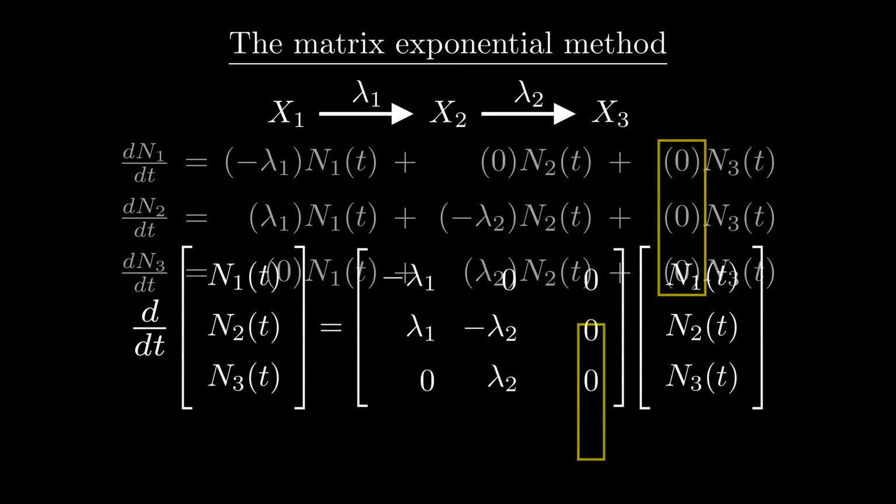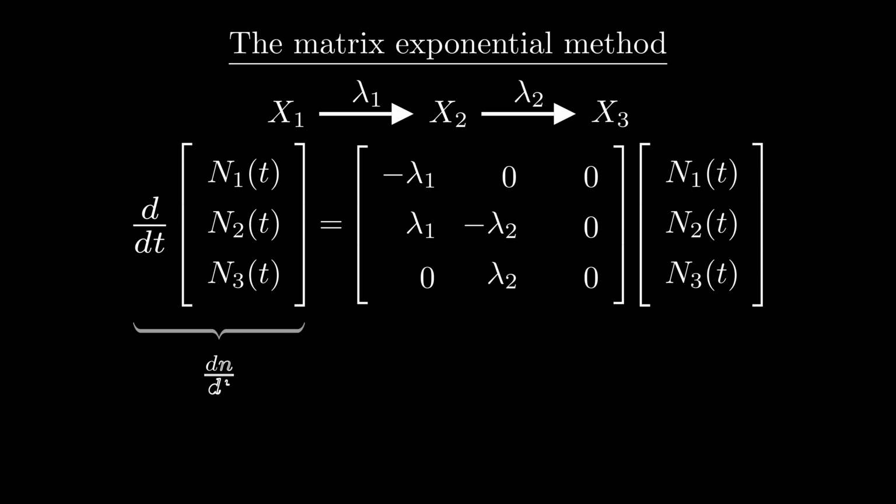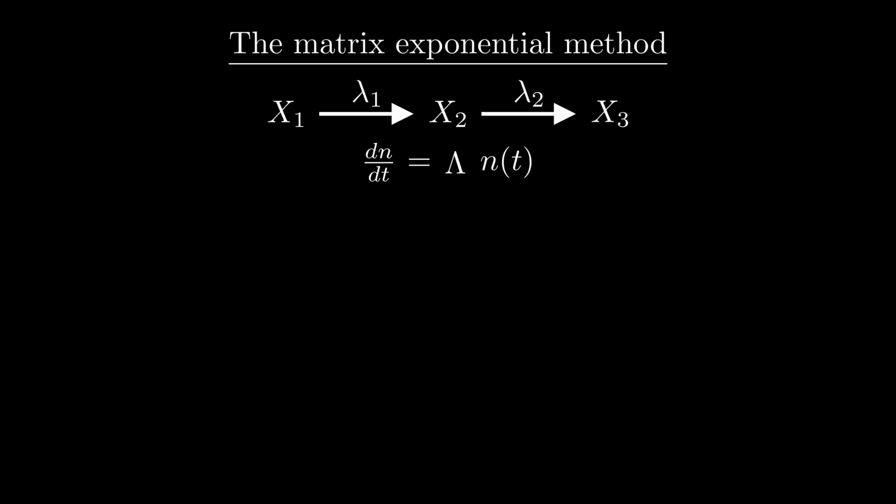We can write this a little more succinctly as follows. Little n of t will represent the vector of isotope populations, so the left-hand side is just dn/dt. The matrix of decay constants we'll write as big lambda, and the final vector is just little n of t. The solution to this differential equation of matrices will be as follows, where little n of t will be the matrix exponential of big lambda times t times the vector of the initial isotope populations.